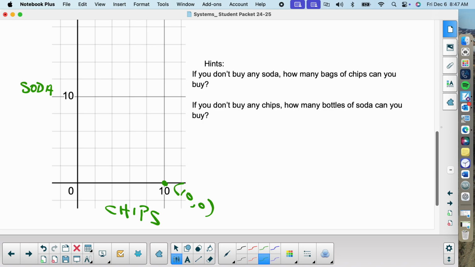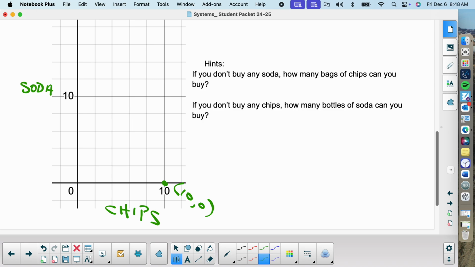Okay, how do we figure out how many bottles of soda or cans? It doesn't say bottles or cans. How much soda can we buy? How do we figure it out? I'm not expecting you to know the answer. Just how do we figure it out? How do we do it for the chips? Chips, we took $15 divided by $1.50 for a bag of chips. How are we going to do it for the soda? $15 divided by the 75 cents. The answer is going to be 20.